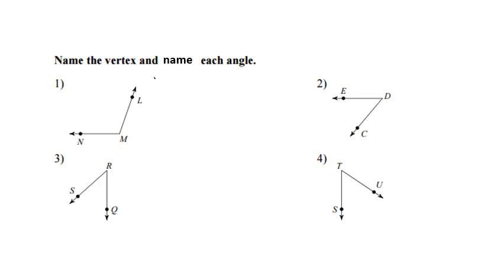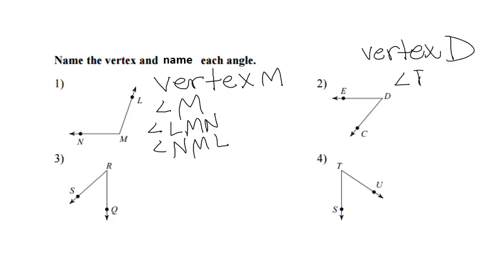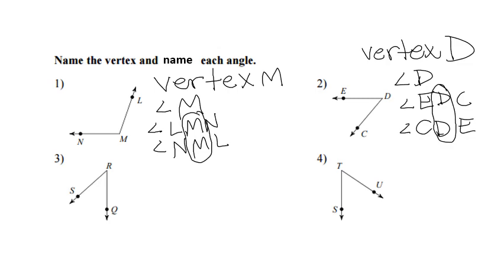Okay, so here the vertex is M, and we'll have angle M, or angle LMN, or angle NML. For number 2, the vertex is D, so we'll have angle D, angle EDC, or angle CDE. Notice that the vertex is still in the center, in the second letter.